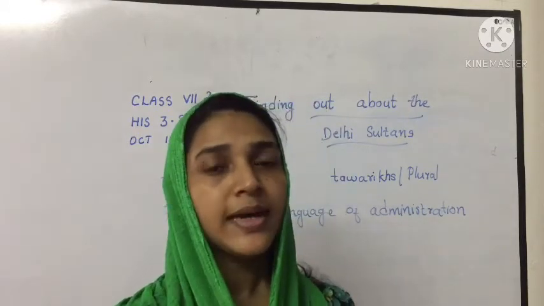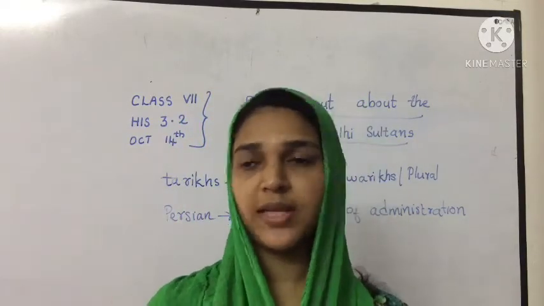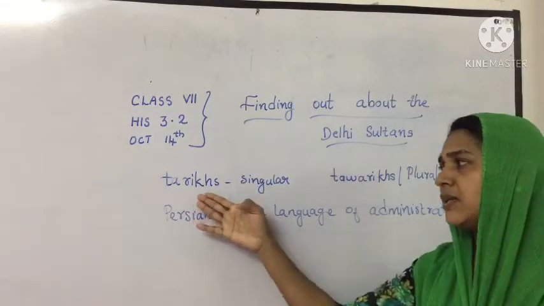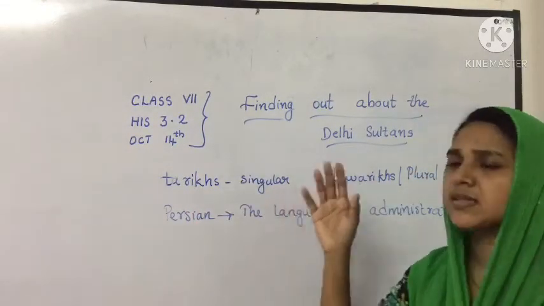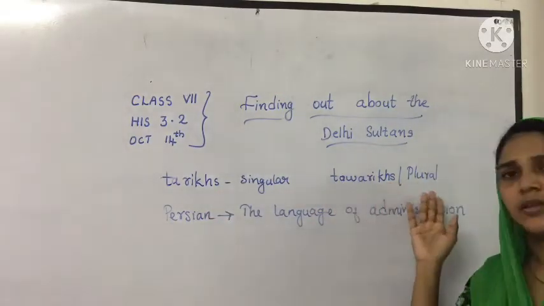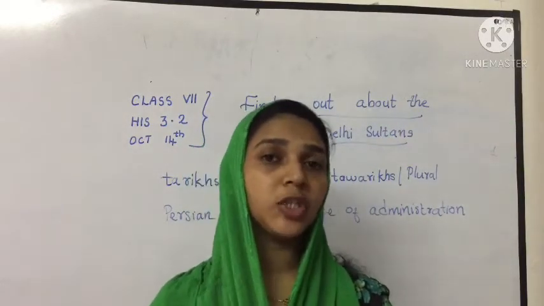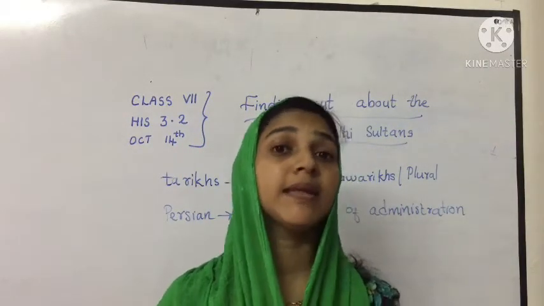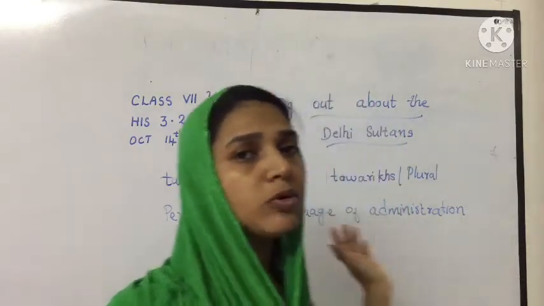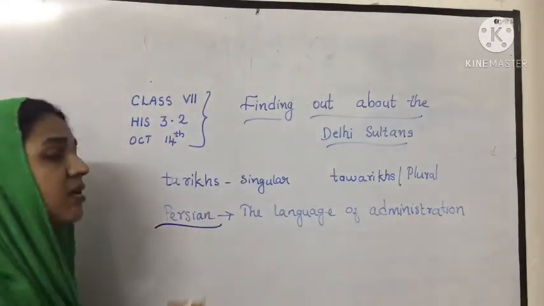So in the Sultan period also, we have some histories, that is Tarikhs and Tawarikhs. Tarikh means singular. When it is a singular writing, it is Tarikh, and Tawarikh is the plural writings. So we got information about the Delhi Sultanate from Tarikhs and Tawarikhs. These both are Persian words.